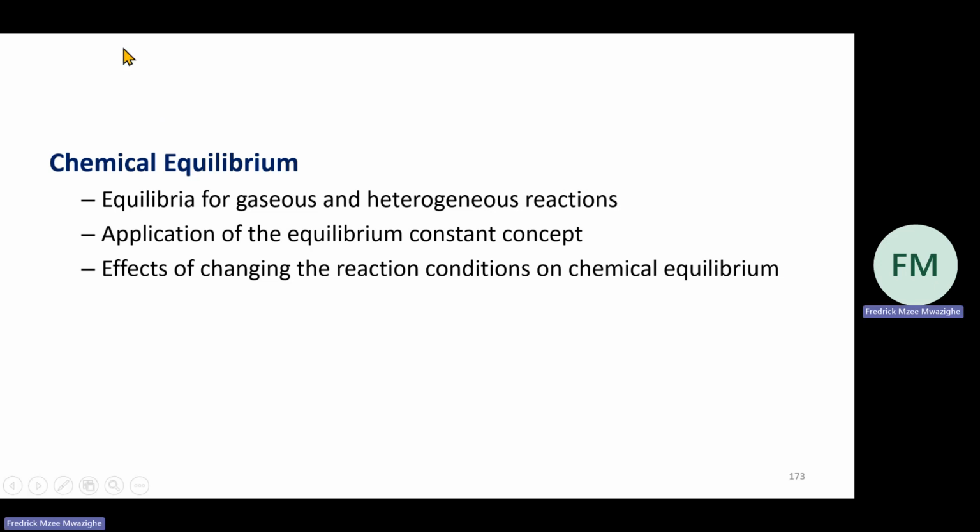And then after that, we will define what equilibrium constant is, different types of equilibria. Then we will apply the equilibrium constant concept and look at the factors that affect equilibrium, chemical equilibrium for that matter. So we look at the effects of changing the reaction conditions on chemical equilibrium.